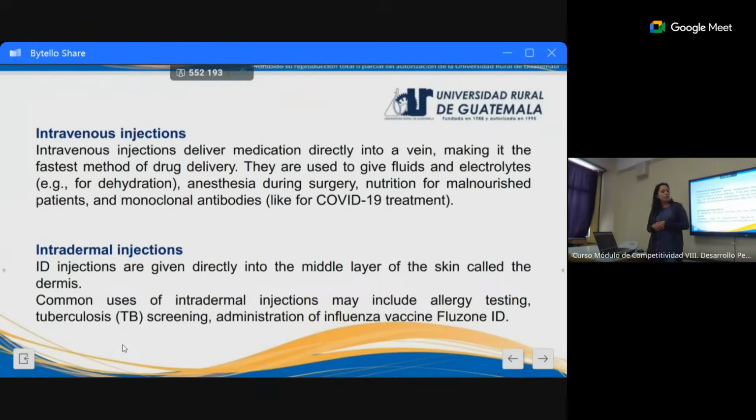Also, some of them are administered with serums that people really need, but that depends on their needs or the type of illness they have. So that's why this is today's topic.